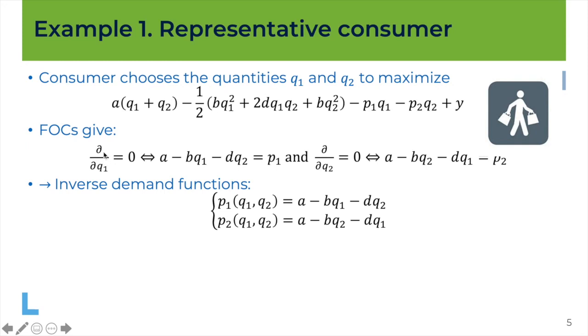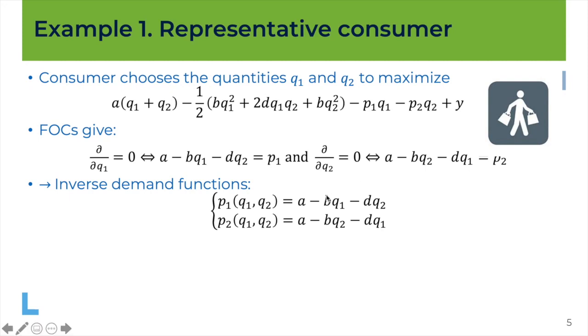Deriving the function with respect to Q1 and equating this to 0 is equivalent to A minus B times Q1 minus D times Q2 should be equal to P1. Okay, and same thing here for the derivative with respect to Q2. Okay, so take some time to review this at your own pace. Later on, just freeze the screen and you can check if you understand this correctly.